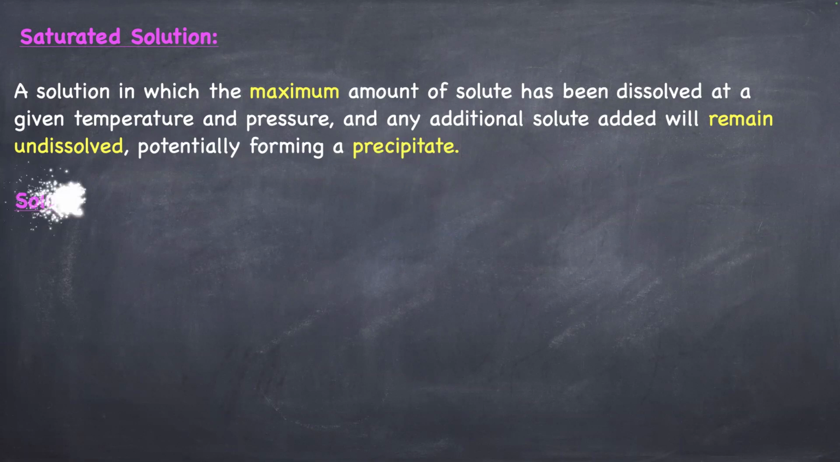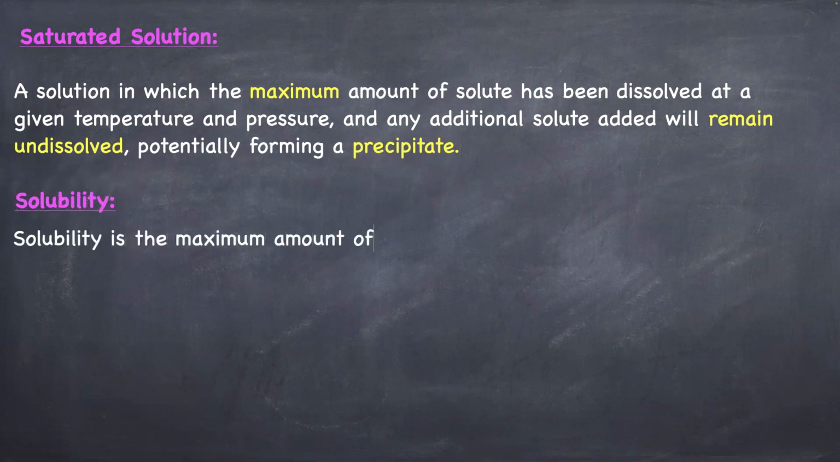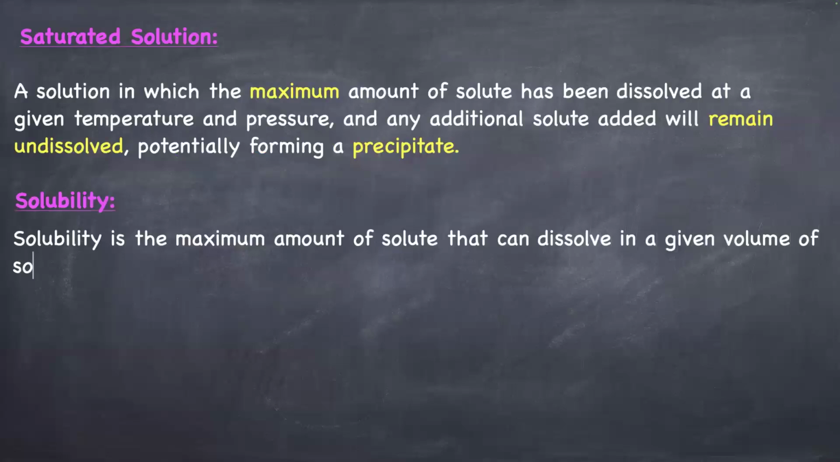And then solubility is a measure of that maximum. So it's the maximum amount of solid that you can dissolve in a certain liter, a certain volume of water without it forming a precipitate. So basically, in order to make a saturated solution.